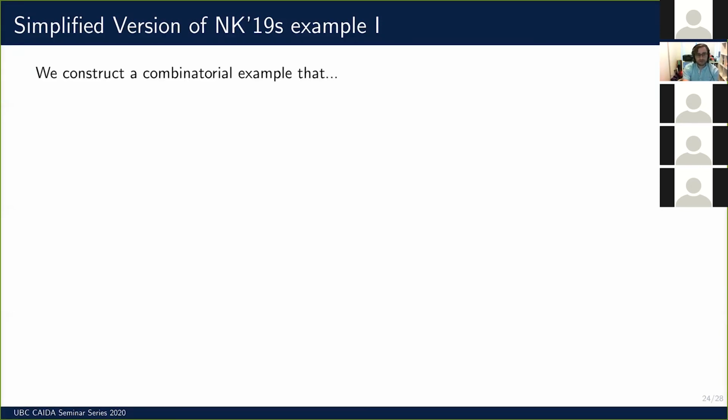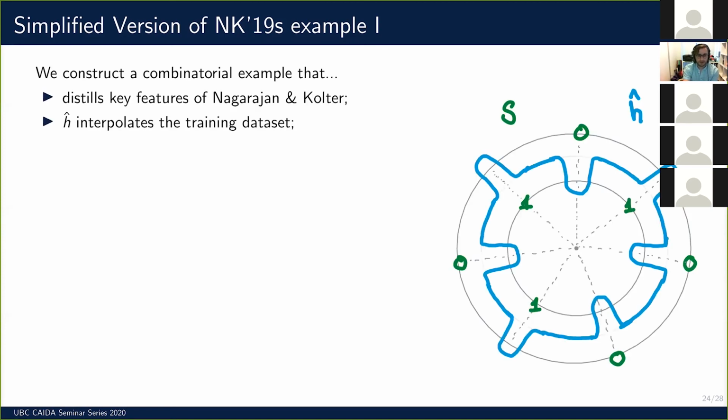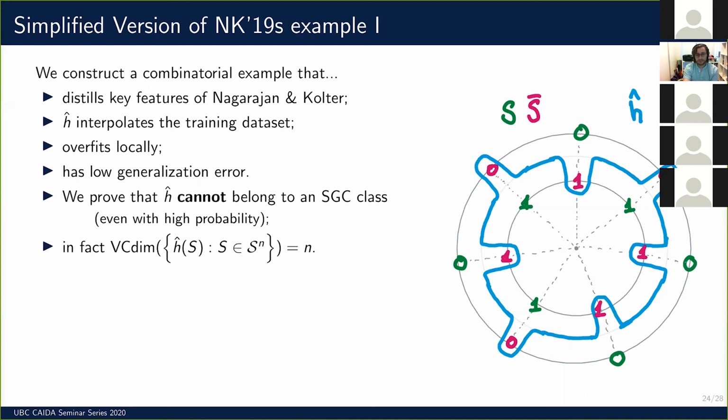So what we do is we construct a combinatorial example that distills the key features of the Nagarajan and Kolter work and has learned hypotheses interpolating our training data set and overfitting in the same very localized way. And so it'll have a low generalization error just because this overfitting only occurs very locally. And we prove, using the same sort of argument of an antipodal data set, that the learned hypothesis cannot belong to any structural Glivenko-Cantelli class. And indeed, that's true even with high probability. In fact, the VC dimension of any class containing our learned hypothesis almost surely will be the same as the sample size.